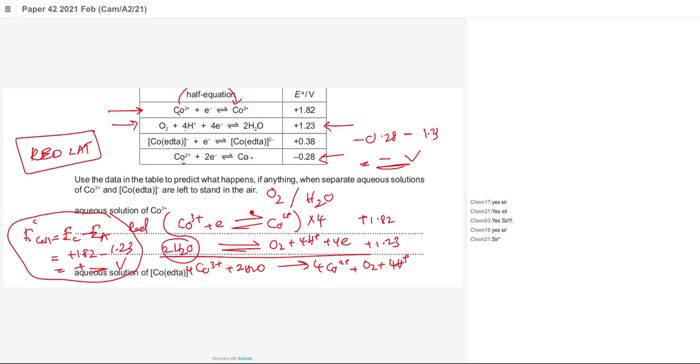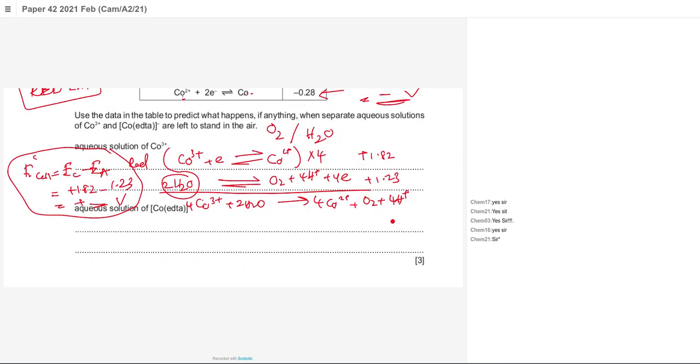Right, so you can check your answer. It should be written as cobalt 3 plus gets reduced to cobalt 2 plus in the presence of water in the atmosphere, as the overall cell potential is positive. And it is not further reduced to cobalt.